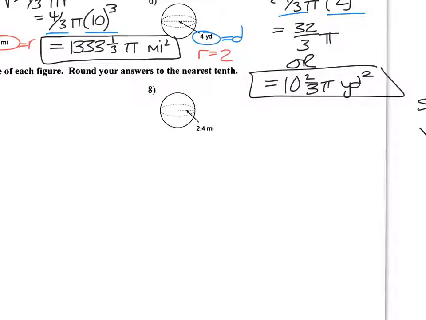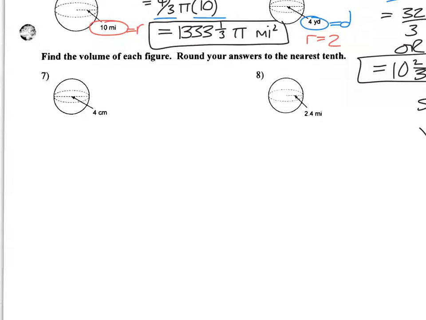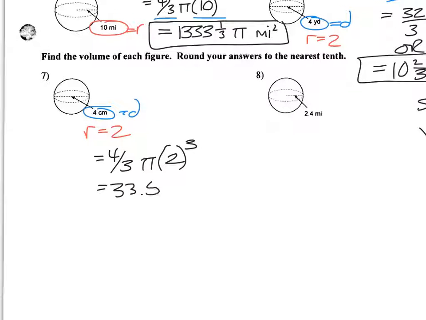Okay. The next one's just like previously. The only difference is here we're going to actually type it all in on the calculator. Again, pay attention. This is diameter, so radius would be half that too. So I just go 4/3 pi 2 cubed. Now I type all that in on the calculator, and I get 33.5 to the nearest tenth. That's centimeters squared. Okay.